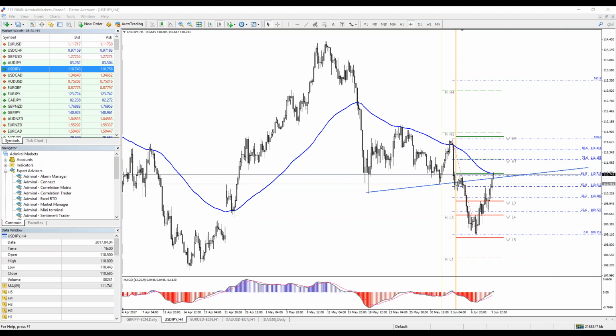Okay, so this is pound yen. Now, pound dollar. Pound dollar has more downside chance, more downside strength than pound yen. It has a gap down, and this gap has not been closed. So you see, it's still big.